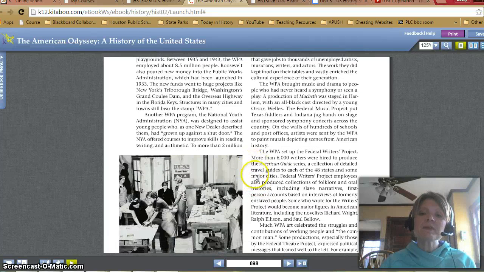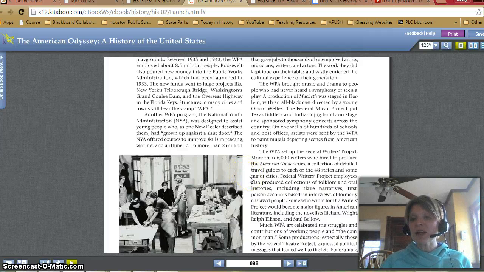The WPA set up the Federal Writers Project. More than 6,000 writers were hired to produce the American Guide series, a collection of detailed travel guides to each of the 48 states and some major cities. Federal Writers Project employees also produced collections of folklore and oral histories, including slave narratives, first-person accounts based on interviews of formerly enslaved people. Some who wrote for the Writers Project would become major figures in American literature, including the novelists Richard Wright, Ralph Ellison, and Saul Bellow.